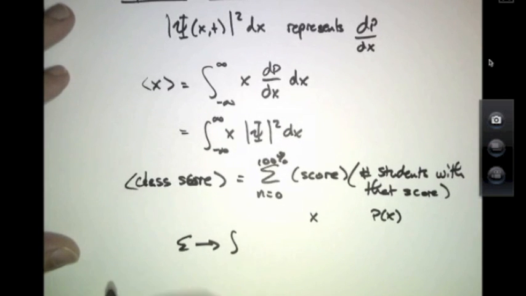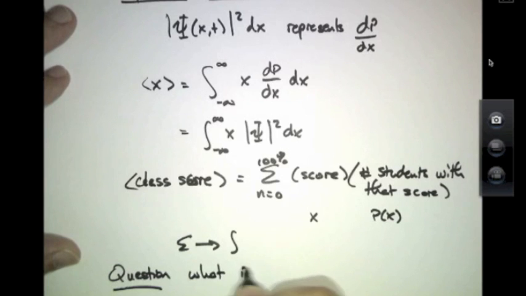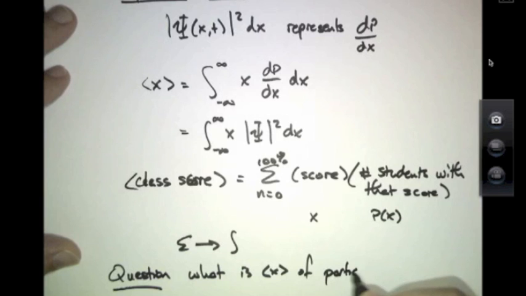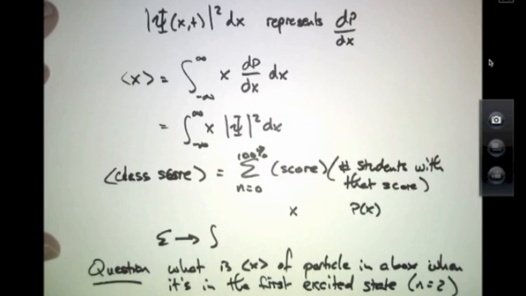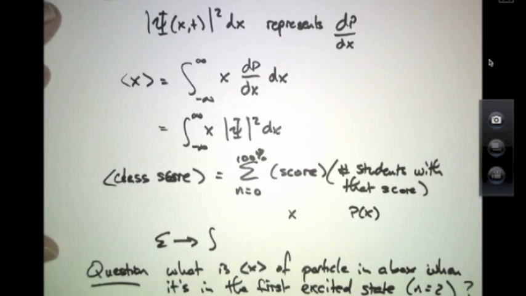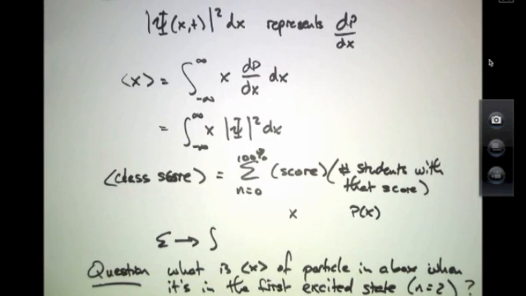So here's a question for us all to consider. What's the average position of a particle in a box when it's in the first excited state, that is, n equals 2? That's again something I'll calculate for you in a separate tutorial, but I encourage you to try it for yourself right now.